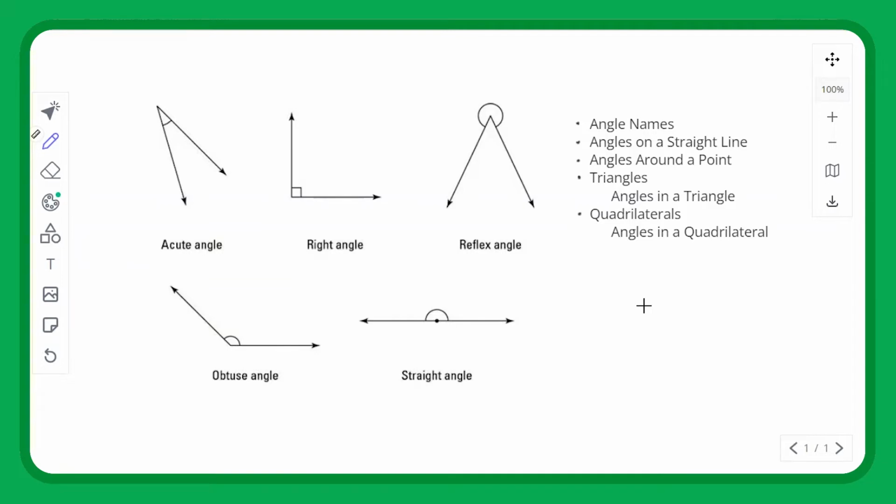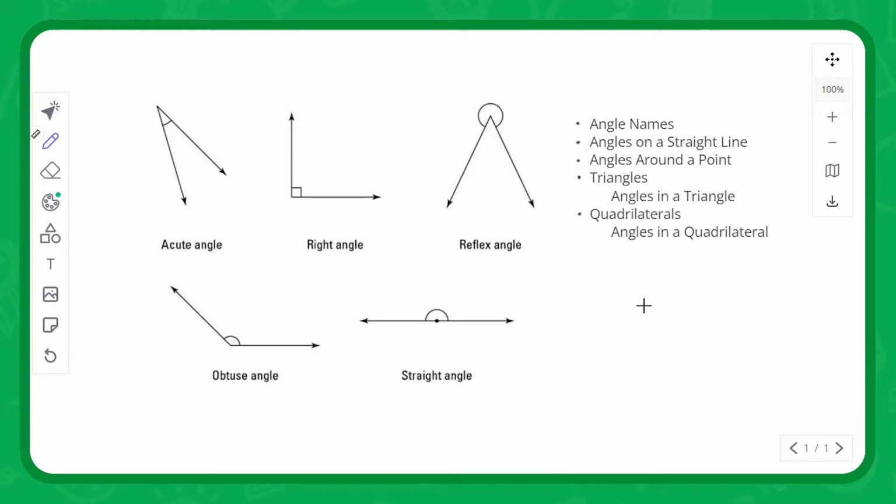Okay, we're going to be looking at angles, basics of angles, angles in triangles and angles in quadrilaterals. Angles are very important in all sorts of endeavors. Construction, if you're constructing a building or furniture, you've got to make sure that all the pieces line up. Angles are very important for that.